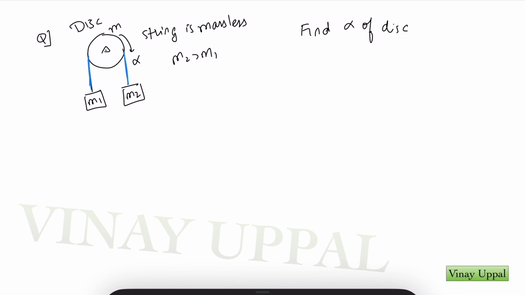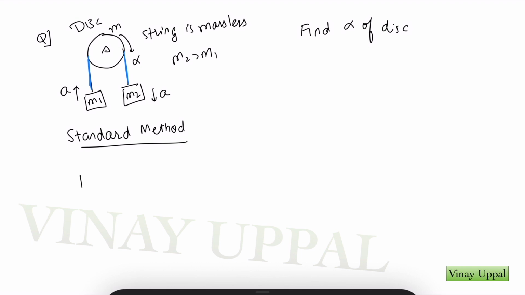So first let me show the standard method, and then we'll go on to the short method. In the standard method, we're going to write force equations on each of the two blocks, write a torque equation on the disc, and then relate the angular acceleration of the disc to the acceleration of the blocks. So let's say m2 is going down with acceleration a, and m1 will therefore go up with acceleration a.